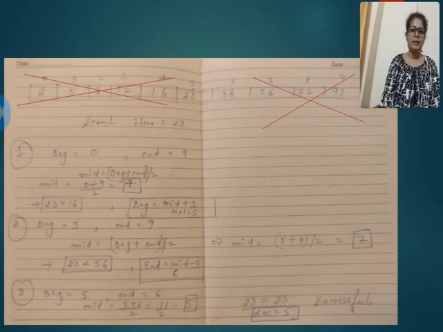Now check the index number 5. At index number 5, the element is 23. Our item was 23 and the element here is 23. So our item matched with this element. 23 is equal to 23, which means the search is successful and we found the element at location number 5. So we set the location is equal to 5 and search successful.